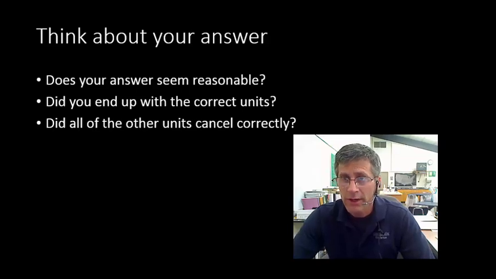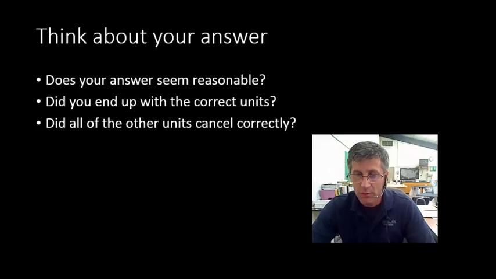Second thing, make sure you end up with the correct unit. Every number that you report in science class should have a unit associated with it, and check to make sure you ended up with the correct unit. If you have a unit of mass, it should be grams or kilograms. If you ended up with velocity, it should be meters per second or something related to that. And if you ended up with a unit of volume, it should be liters or something related to volumes. But you shouldn't have grams representing volume, and you shouldn't have meters representing velocity. Lastly, check to make sure all the other units canceled correctly. You may get to the right unit, but if you've not canceled things correctly, you won't get the right answer.